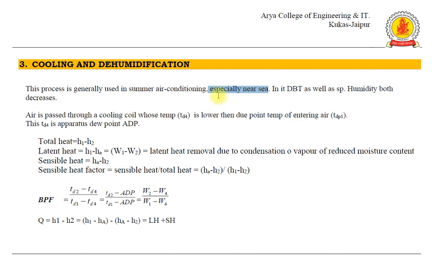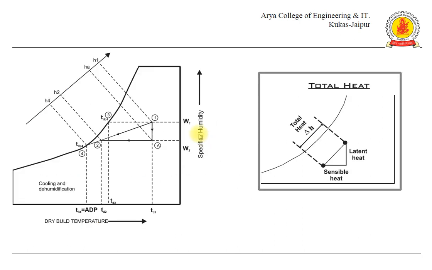So in this process, air is passed through a cooling coil whose temperature TDP4 is lower than the dew point temperature of air entering. Why is it so? So that air can lose its vapor as droplets on this coil. We will see it on a psychrometric chart.